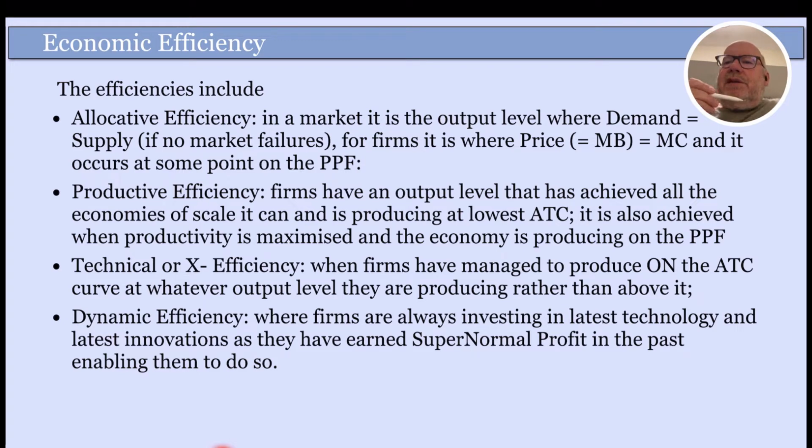Okay, and dynamic is basically efficiency over time. You're always investing in the latest technology, latest innovations, because you've earned supernormal profit in the past, and that gives you the ability to do that investment. And because you might actually keep the supernormal profit in the future, that's another reason why you'd want to invest to reduce your average cost, to raise your profits, and you keep your profits. So I always call it the ability and the incentive that comes from supernormal profits. So let's have a quick look at all of those in a diagram.